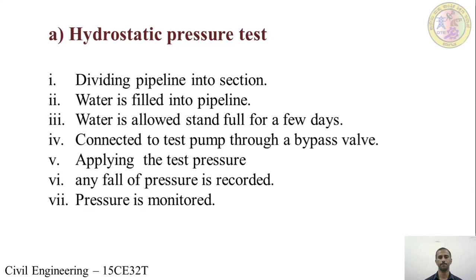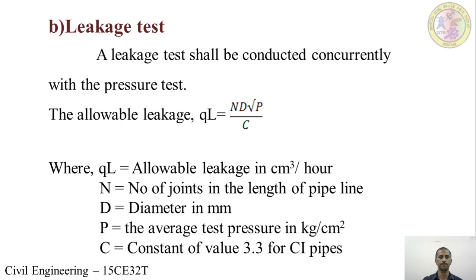This pressure recording process is for about 24 hours and monitored and recorded at regular intervals. This period of 24 hours depends on the type of pipe and type of the project. Second test is leakage test. The leakage test is carried out parallel with the pressure test.